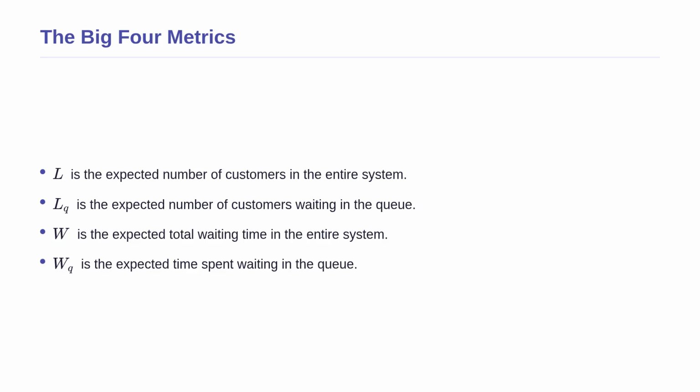Beyond just how busy the server is, we care deeply about the customer experience. This brings us to the big 4 metrics of queuing theory. First is L, the expected number of customers in the entire system, including those waiting and being served. Second is LQ, the expected number of customers waiting in the queue only. Third is W, the expected total waiting time a customer spends in the entire system. Fourth is WQ, the expected time a customer spends just standing in the queue before service begins. These 4 averages give us a complete mathematical picture of the system.